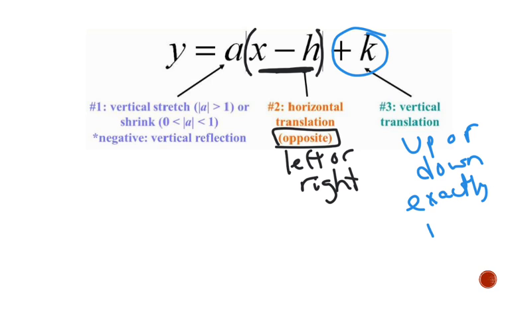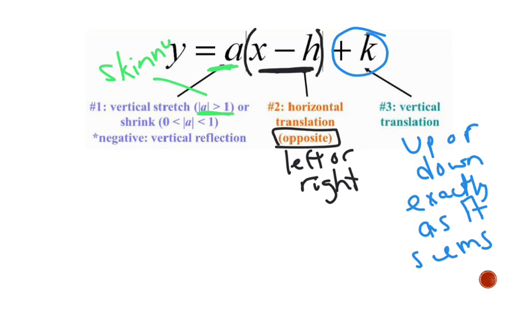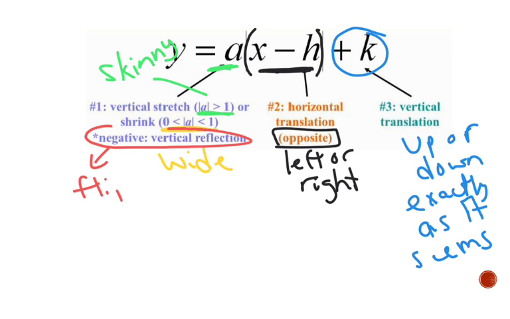If you're adding, it's moving up. If you're subtracting, it's going down. So exactly as it seems. Whereas this number that's out in front is going to do one of two things. It's either going to make your graph really skinny, which is what happens if you have a number that's bigger than 1. Notice it says the absolute value is bigger than 1. It's going to make your graph skinny. But if that number's between 0 and 1, it's going to make it look wide. And if it's a negative number, it's going to flip the graph upside down.